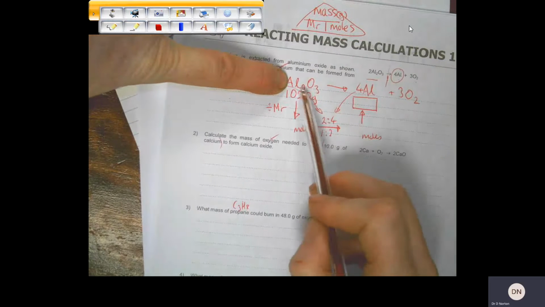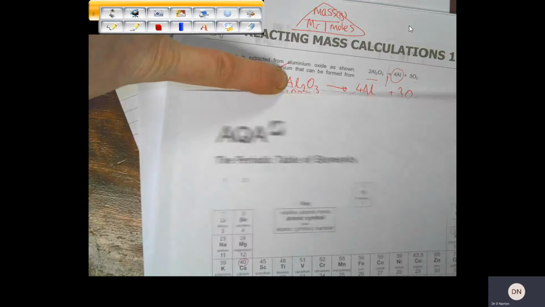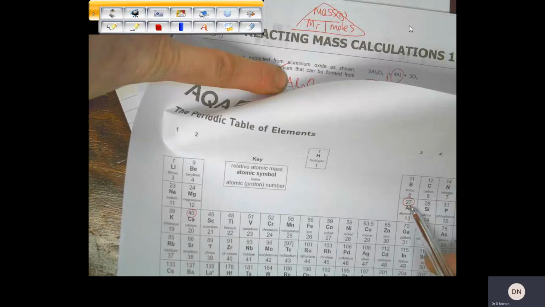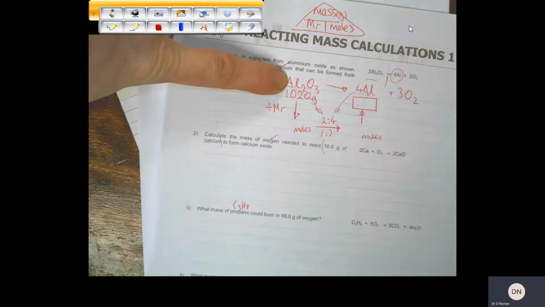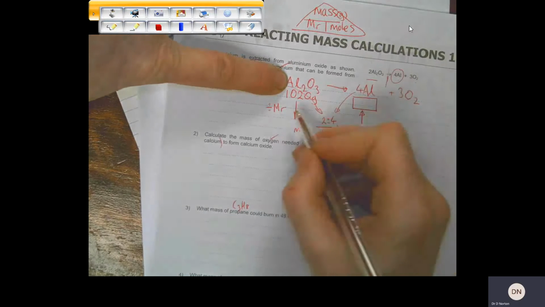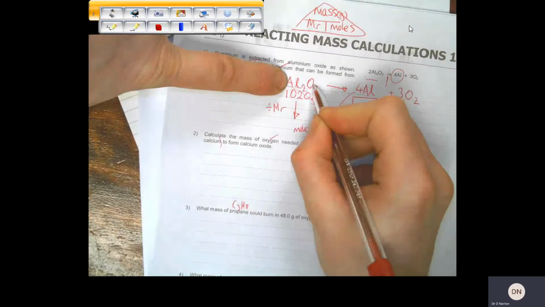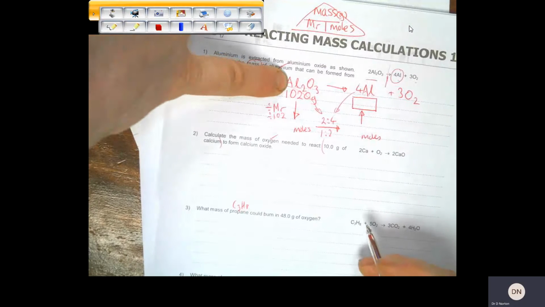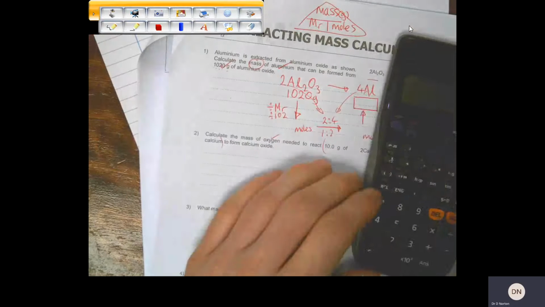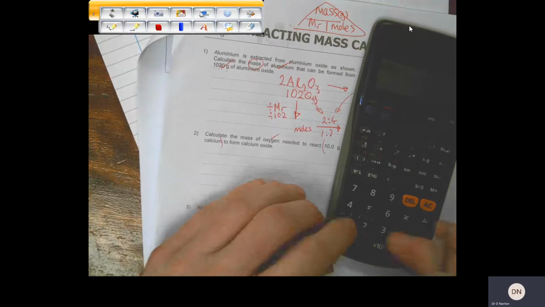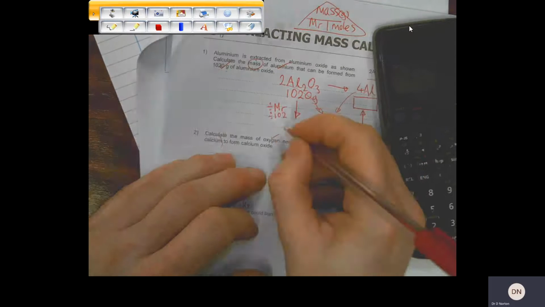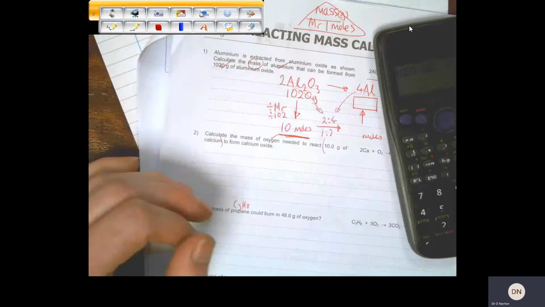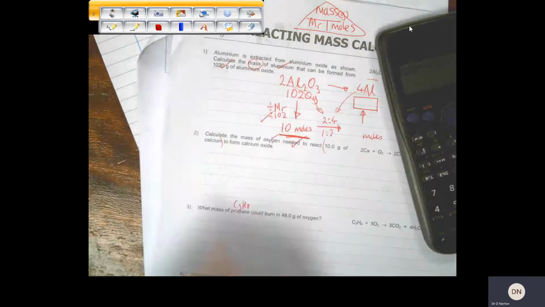The Mr of Al2O3, I'm going to work that out. Aluminium, 27, and there are 2 of them, and oxygen is 16, and there are 3 of them. I did this before during the lesson when it was meant to record. The aluminium oxide is 27 plus 27 plus 16 plus 16 plus 16, so you're going to divide by 102. That's the Mr. Okay, so I'll do that now. 1020 divided by 102, which is the Mr, is 10. So you've got 10 moles of aluminium oxide, and you've just got yourself 1 mark, 2 marks in the exam.